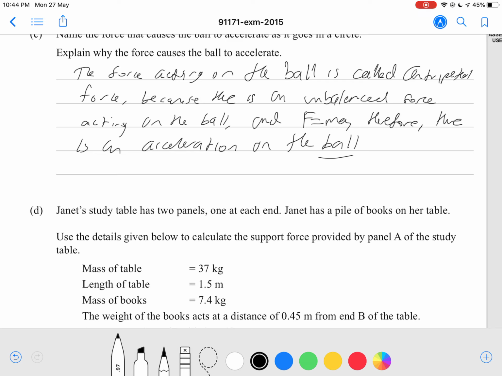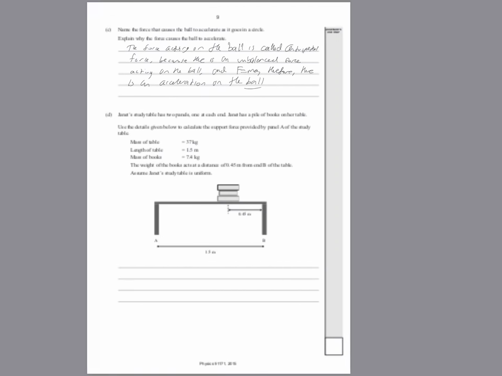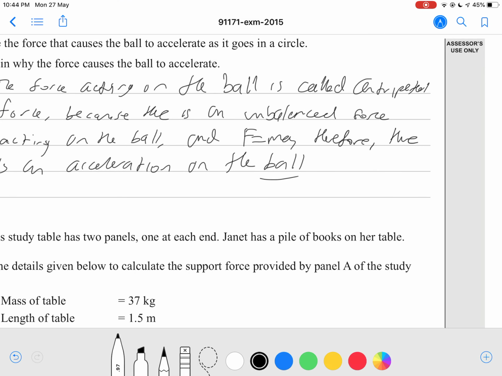To get a merit grade, you have to say what provides it. Sorry about that, I actually forgot. You have to say the tension force is the centripetal force. By saying that the tension force is an unbalanced force, and because of the unbalanced force and F equals ma, therefore there's an acceleration, you'll get a merit grade.